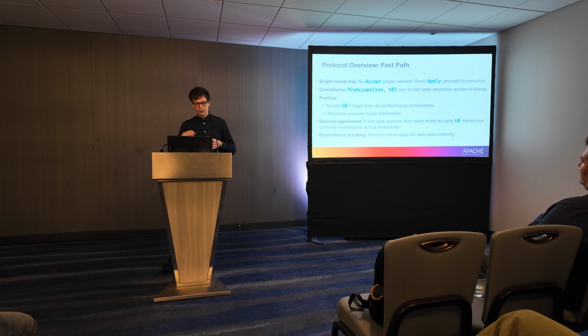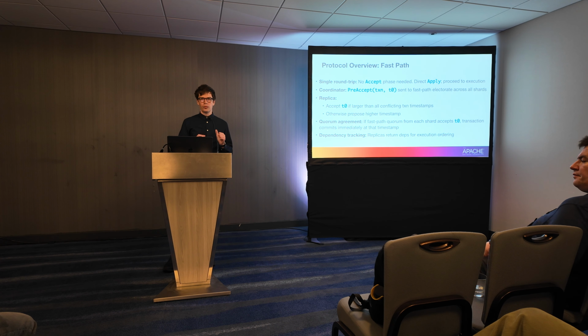So it's not a single group of nodes, but potentially several groups of nodes. Each replica checks if this timestamp is higher than any conflicting transaction timestamps that they are aware of. If it is, they accept. If not, they counter with a higher timestamp that could potentially work. The key is to get fast path quorum agreement for every shard at the original timestamp that we issued the transaction with. If we are able to do that, then we're done.